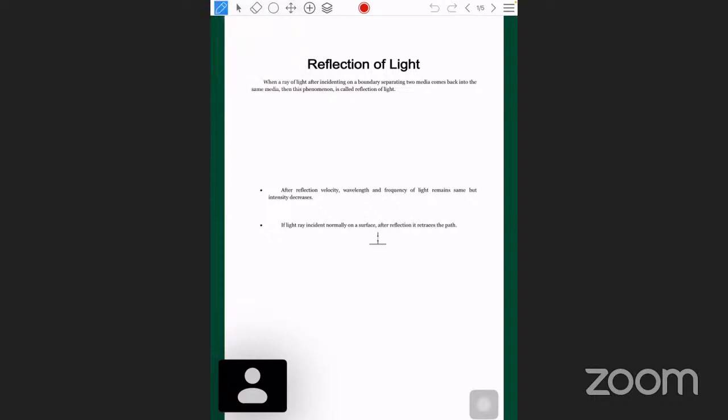So first, what are we going to deal with? Reflection of light. What is the meaning of this reflection of light? Suppose I consider a plane mirror, which means one surface is polished where the ray of light cannot pass through. This is called a plane mirror. In this plane mirror, I'm going to make a ray of light incident. What is that ray called? PQ. What is this PQ called?